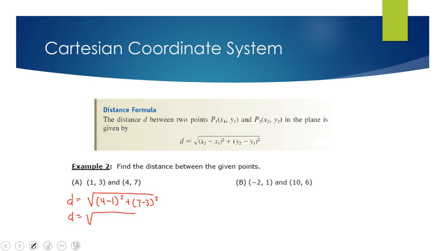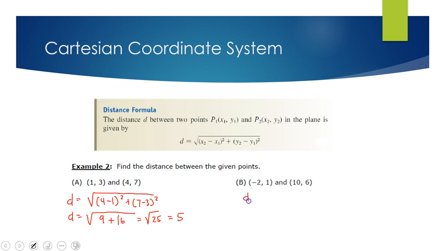4 minus 1 is 3. 3 squared is 9. 7 minus 3 is 4. 4 squared is 16. Which gives me the square root of 25, and the square root of 25 is 5. So the distance from (1, 3) to (4, 7) is 5 units.